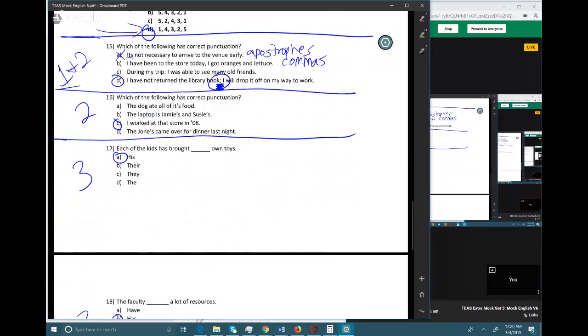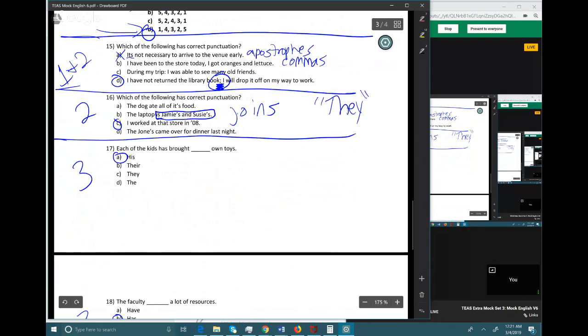16 is all apostrophes, and the correct answer is C. Most of these are fairly obvious, I think, for you guys. When you say and, you follow the same rule that you follow when you use and in subject-verb agreement. And joins the subjects together as one, and as one they. So you would not put an apostrophe with each of them because that separates them.